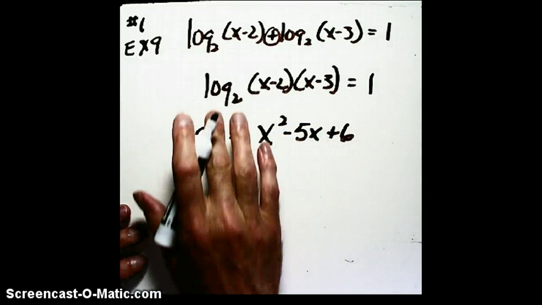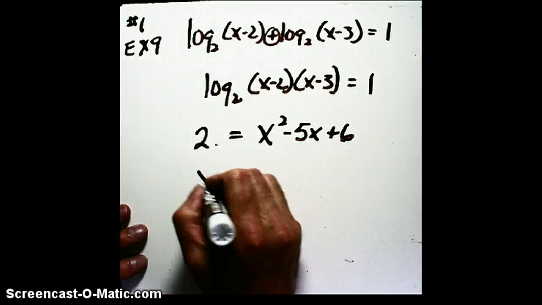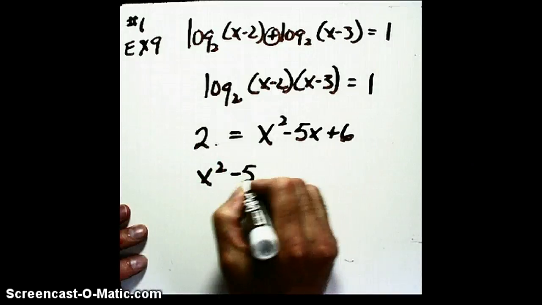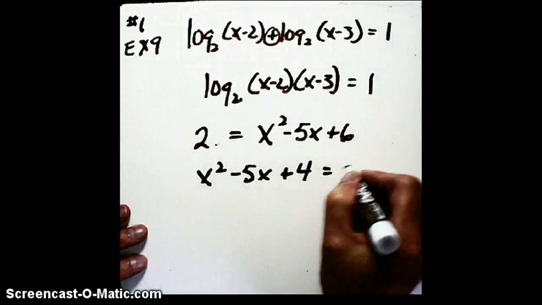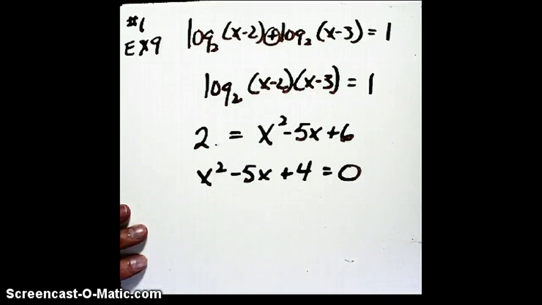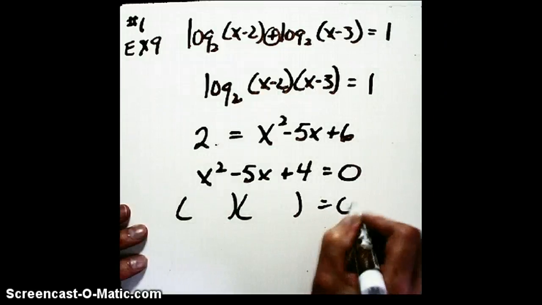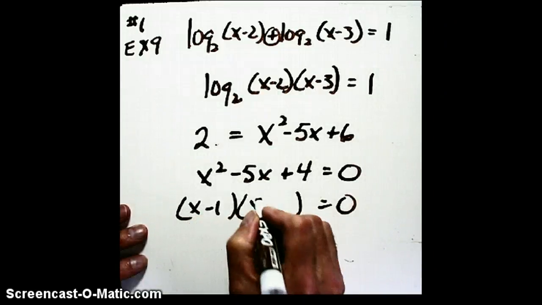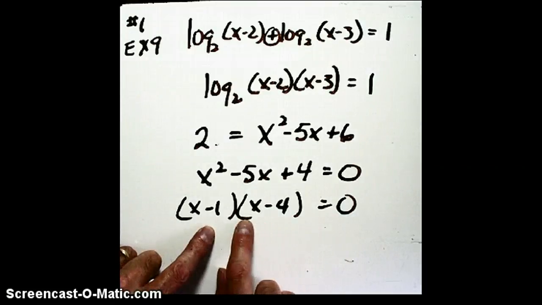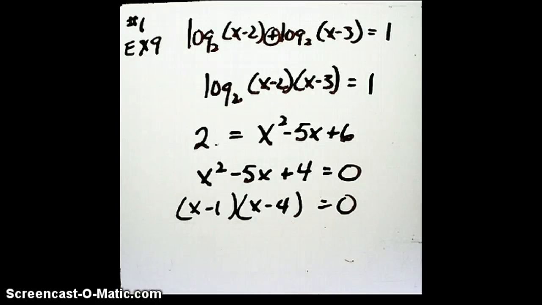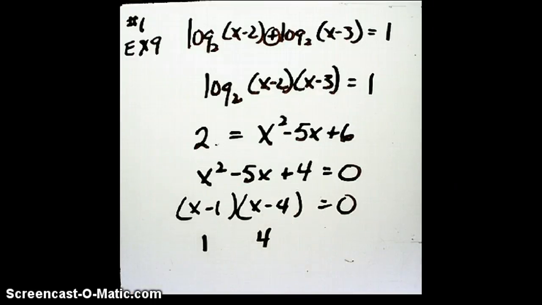Okay, remember this is just 2 right here. All right, could we solve this? We could. This is x squared minus 5x plus 4, and that's equal to 0. I wonder if there's numbers that would work there. How about x minus 1 and x minus 4? Would that give me my plus 4 and my negative 5x? Now, what are the answers here? The answers are 1 and 4.